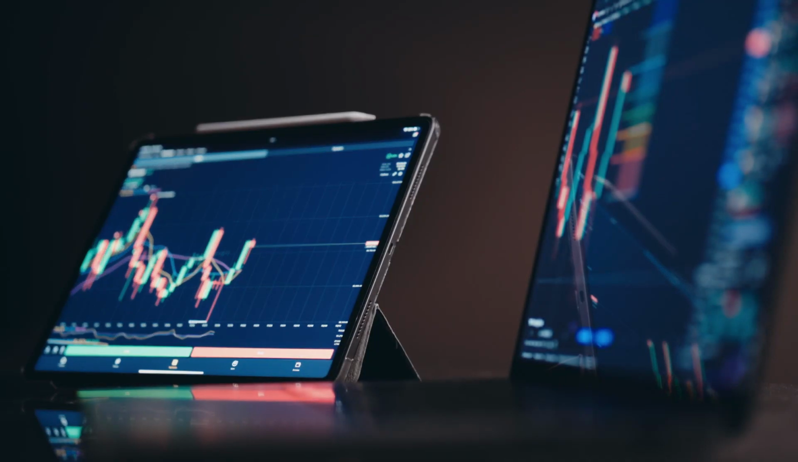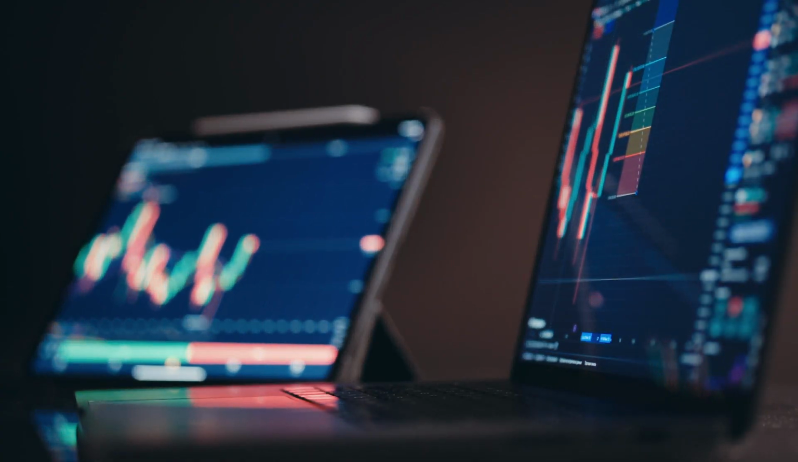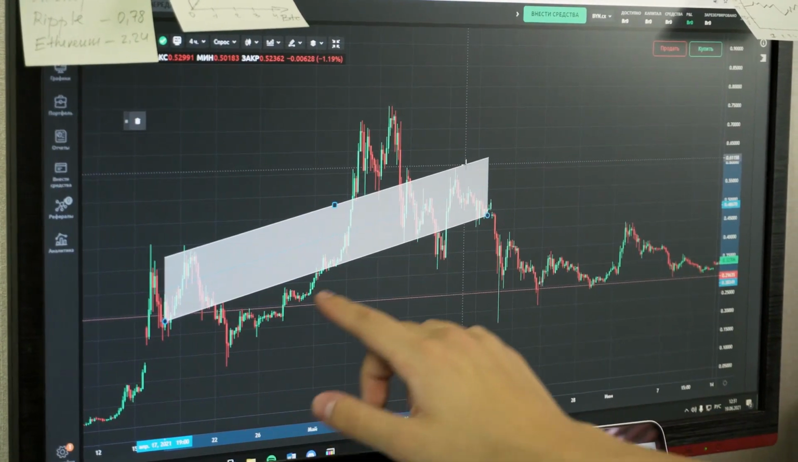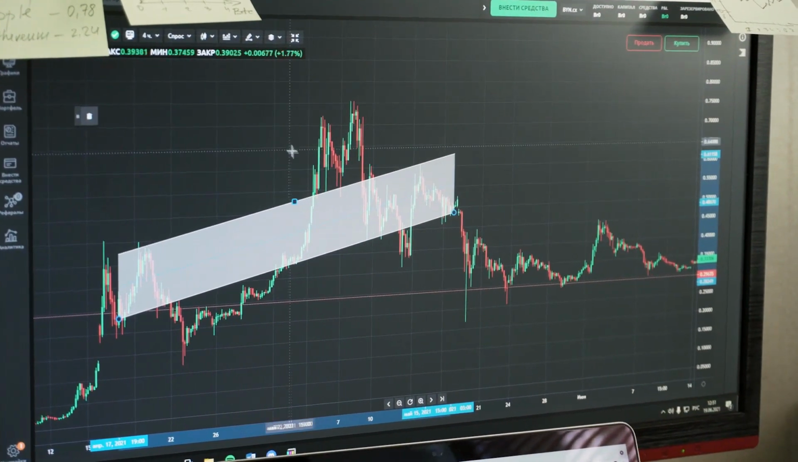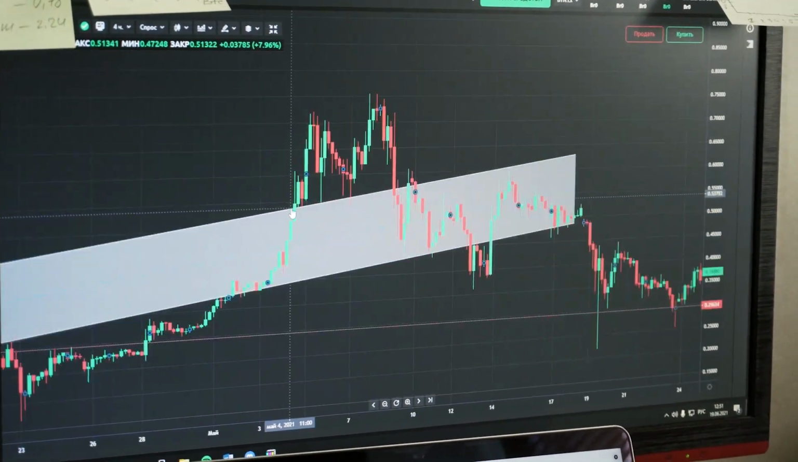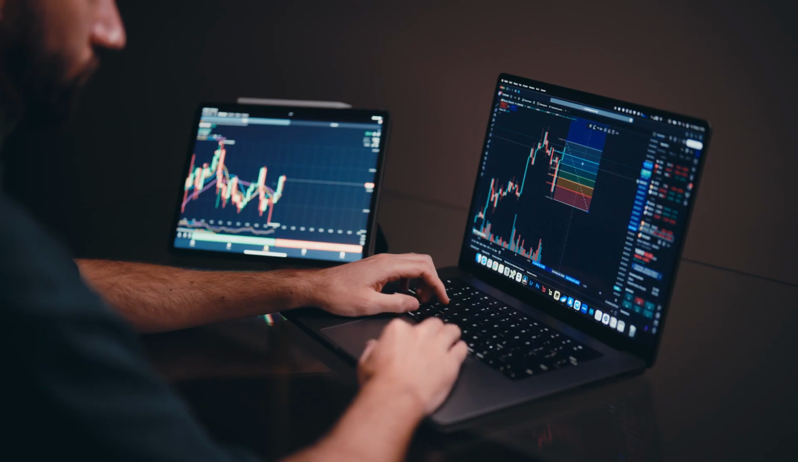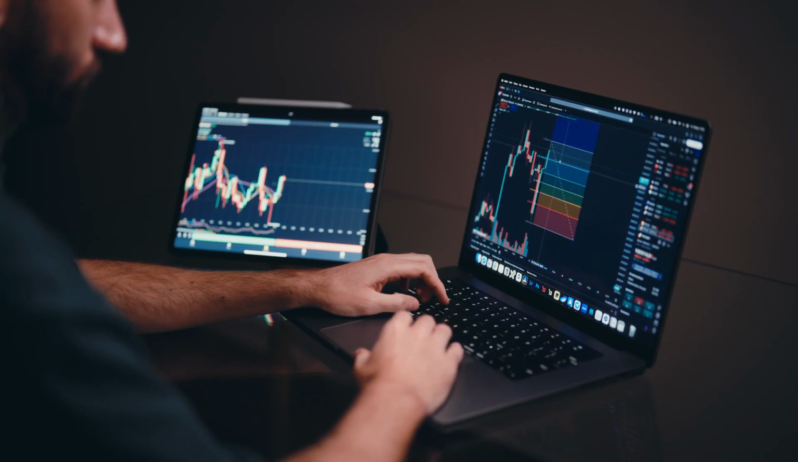First, let's talk about what a stock chart actually is. A stock chart visually represents a stock's price movements over time. There are several types of charts, including line, bar, and candlestick charts. Each type displays the data in different ways, but they all serve the same purpose, helping traders understand price trends. Line charts show the closing prices over time, bar charts provide more detail, and candlestick charts reveal opening, closing, high, and low prices. Understanding these charts is crucial for anyone looking to trade successfully.